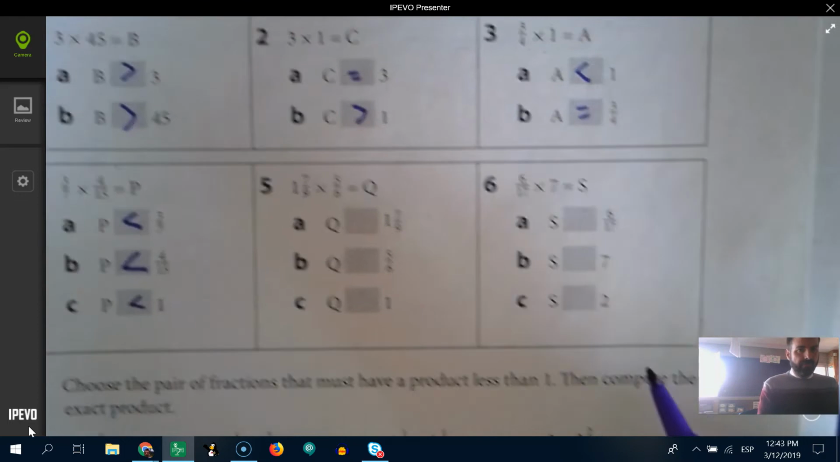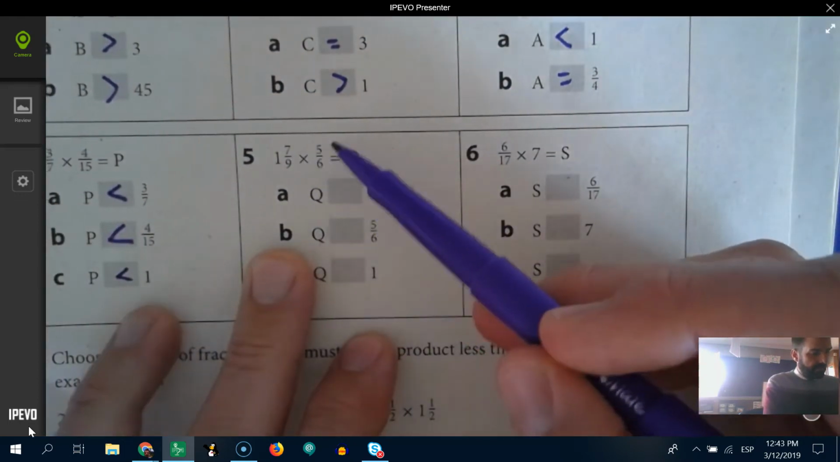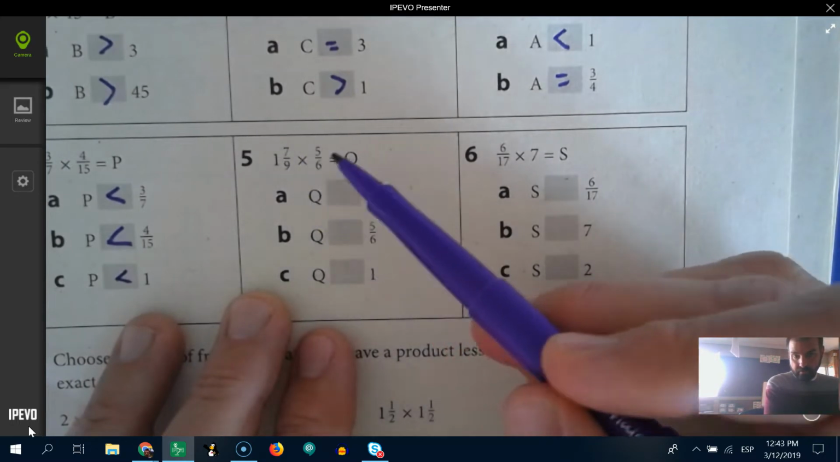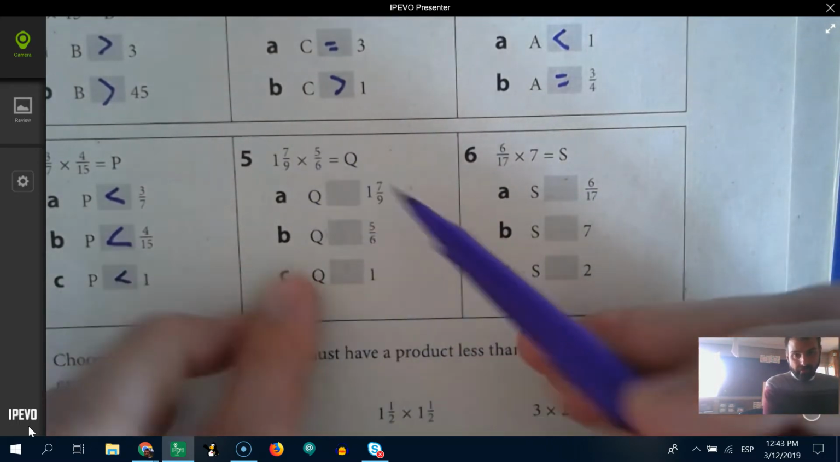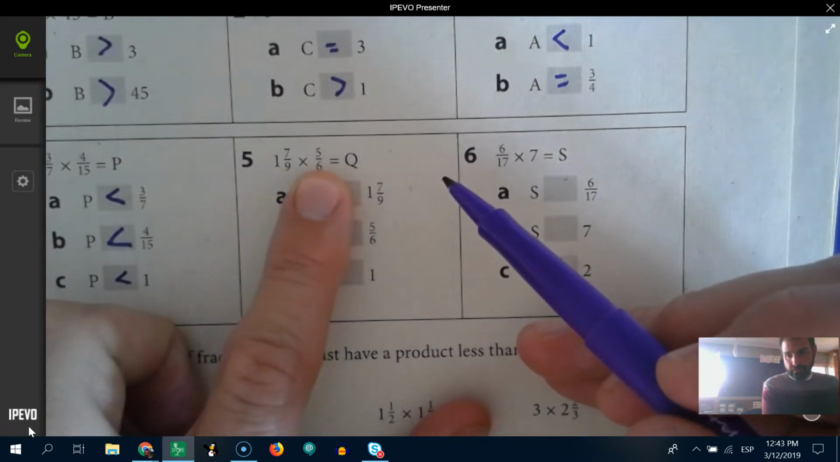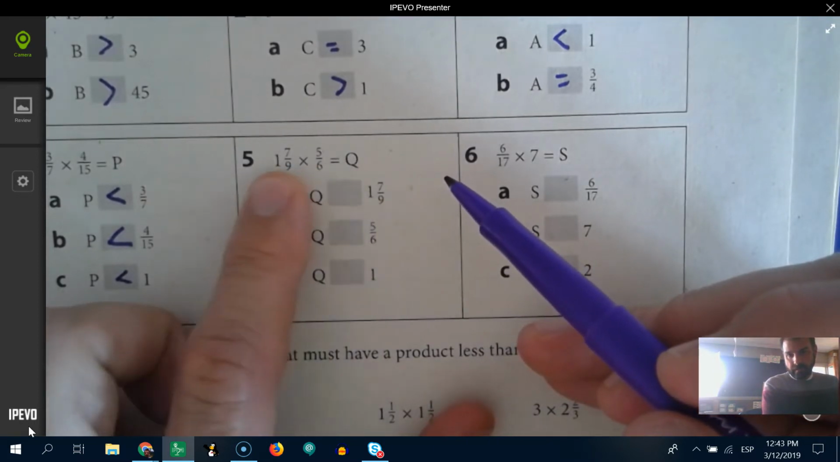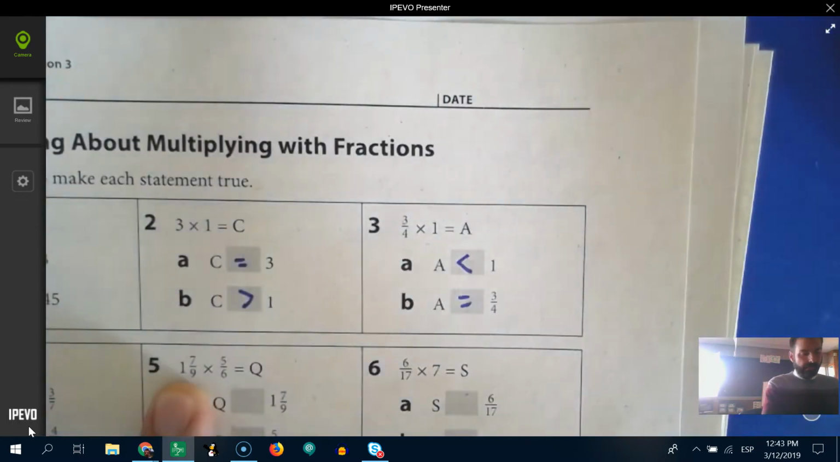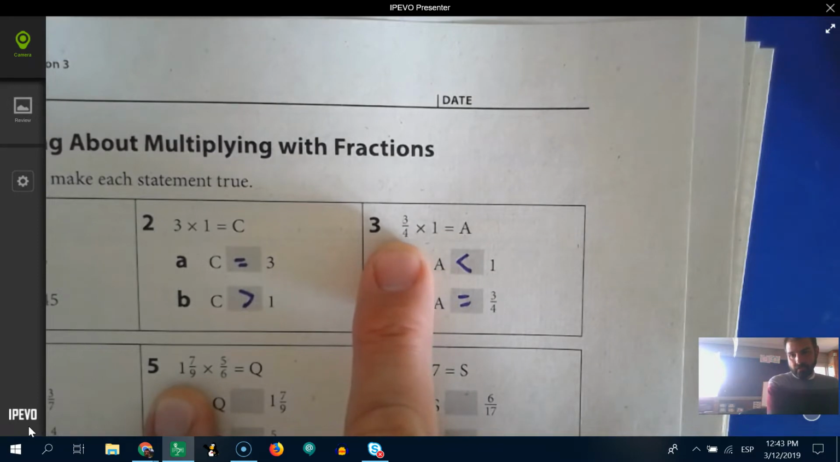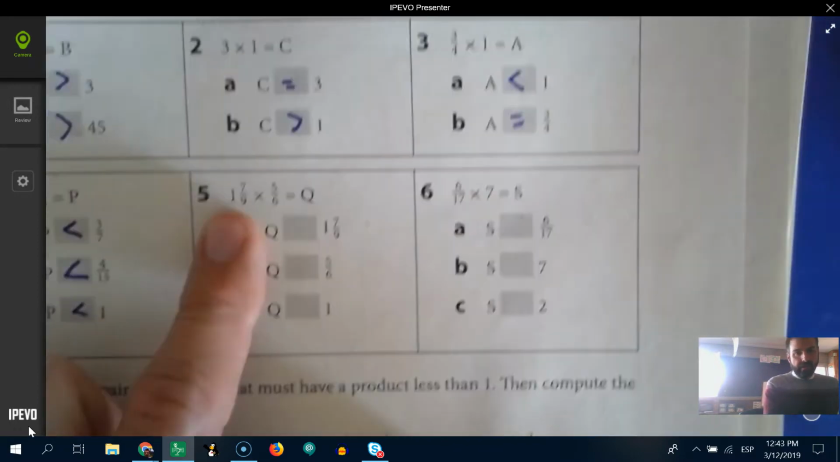All right, pause it. Let's go to number 5. 1 7/9 times 5/6 equals Q. Both of these are fractions. However, this one is more than 1, and this one is less than 1. If I have something that is 1 or more and something that is less than 1, the same things are going to apply here.